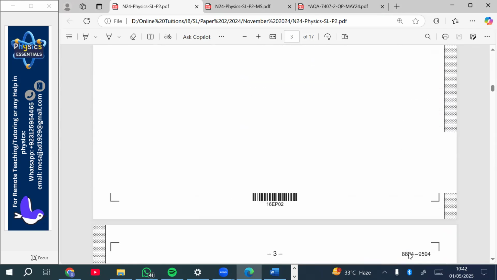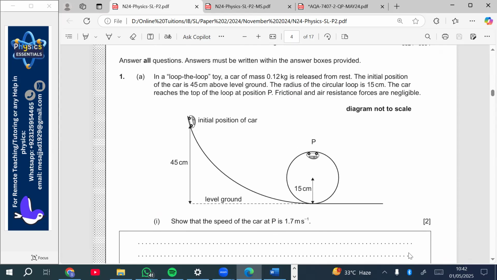Okay, so question number one. In a loop-the-loop toy, a car of mass 0.12 kg is released from rest. The initial position of the car is 45 centimeter above ground. The radius of the circular loop is 15 centimeter. The car reaches the top of the loop at position P. Frictional and air-resistant forces are negligible. Show that the speed of the car at point P is 1.7.